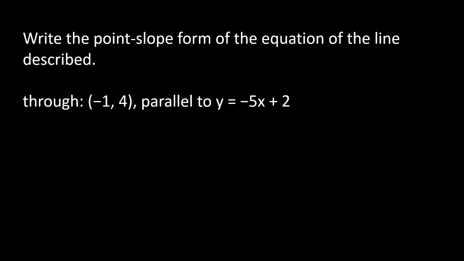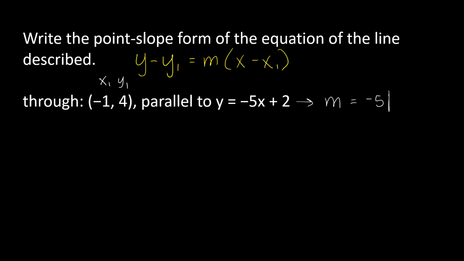The question says write the point-slope form of the equation of the line described. So remember, the point-slope form is y minus y1 equals m times the quantity of x minus x1. So we're going to take the information that was given to us. They gave us a point, -1, 4, so that's my x1, y1. And they gave me the equation of the line y equals -5x plus 2. I see that this is in slope-intercept form, so I can easily identify the slope as being -5. So this is the equation of the first line.